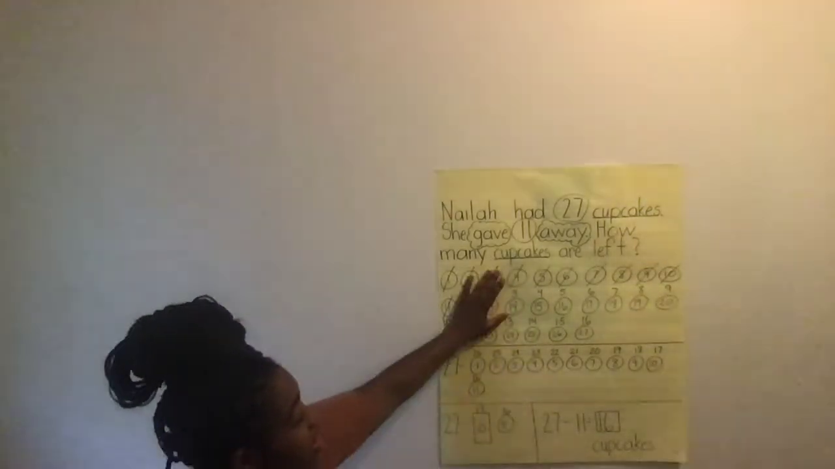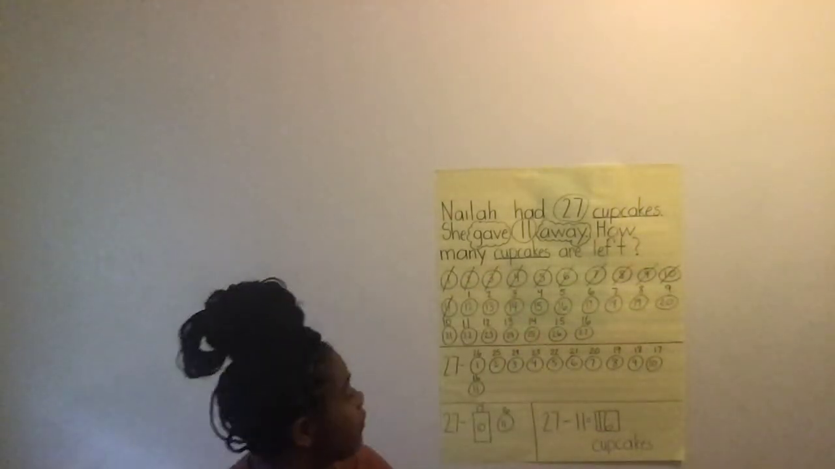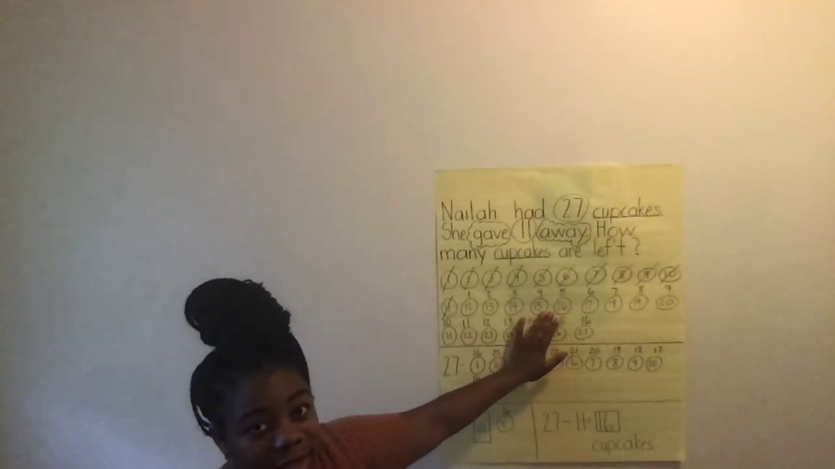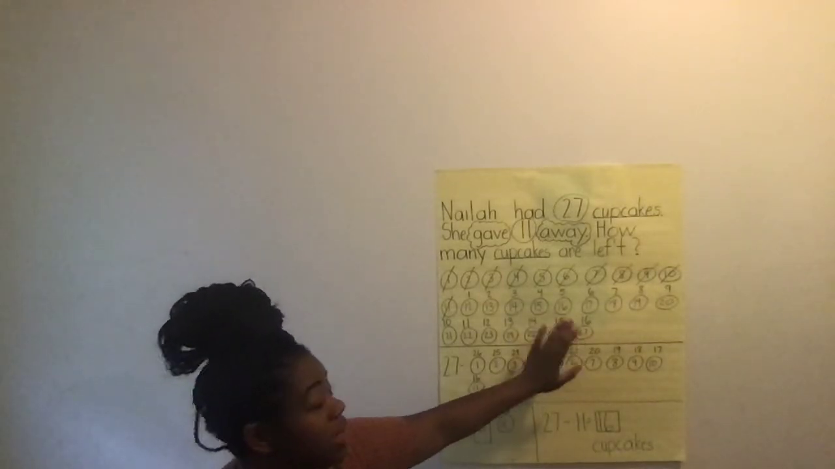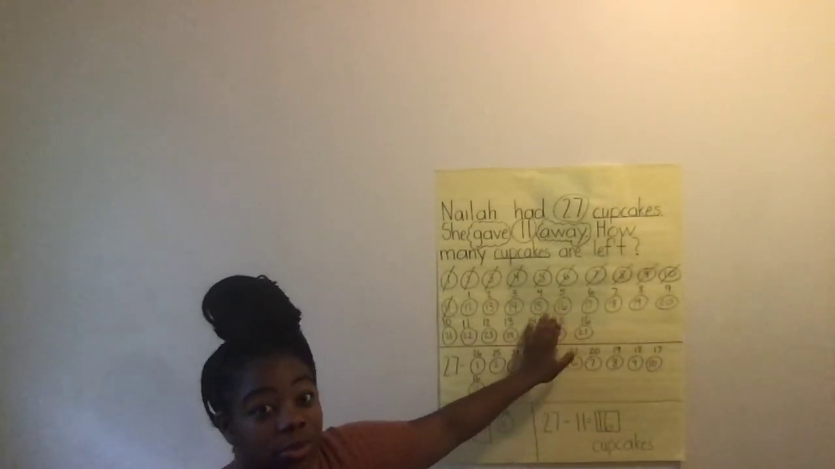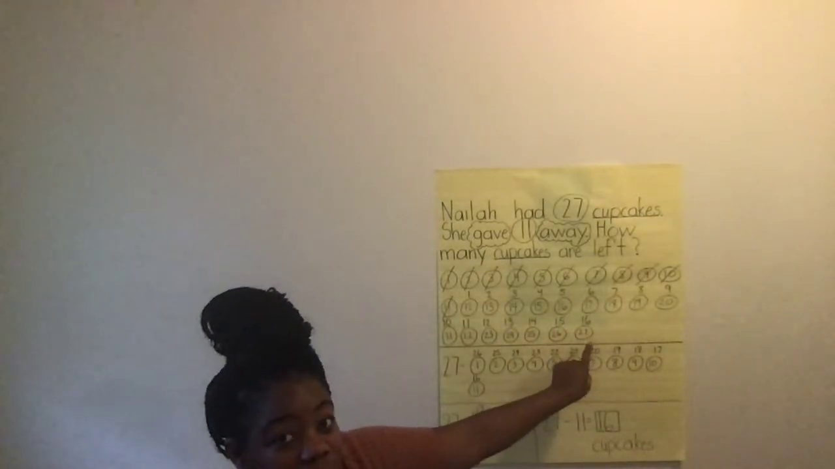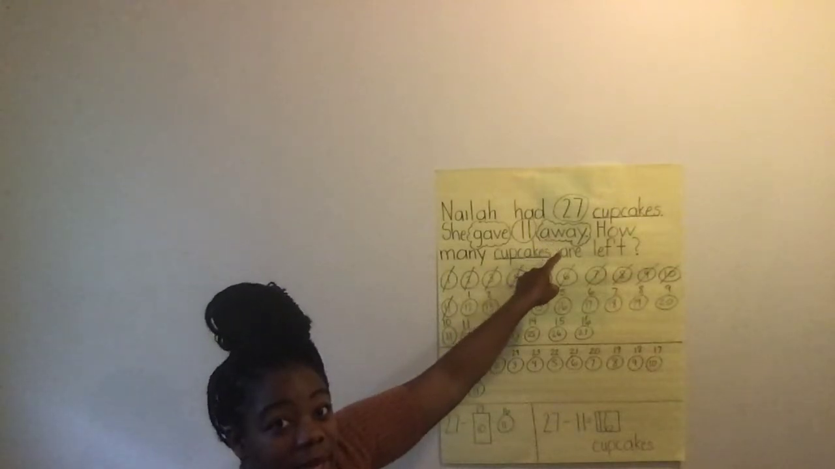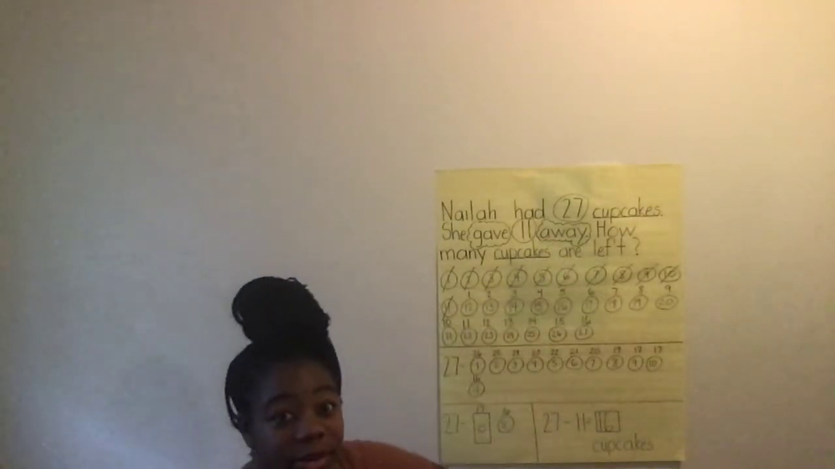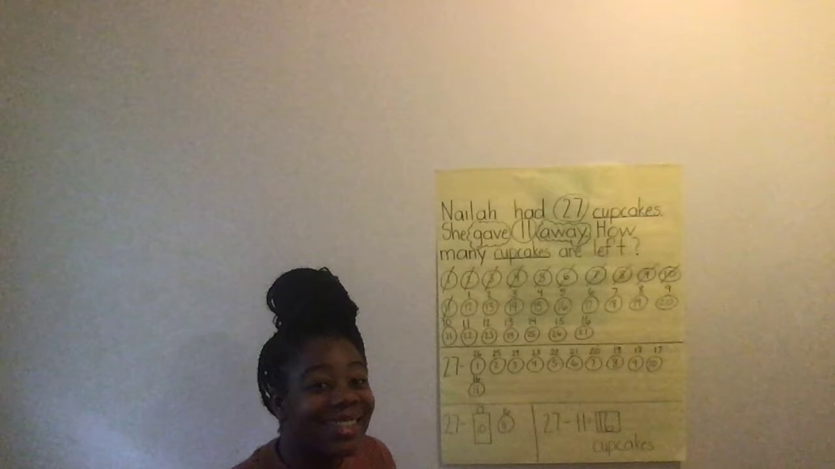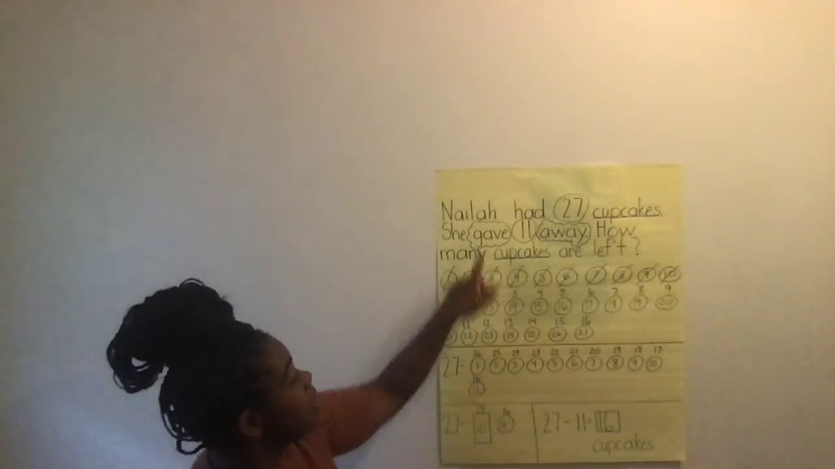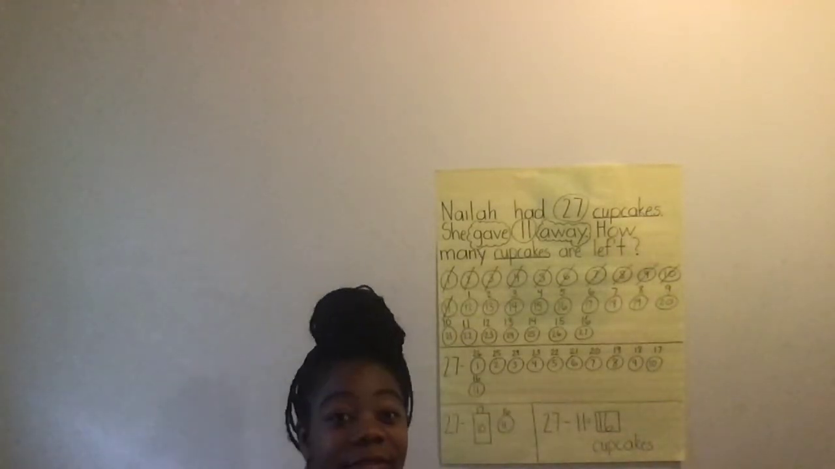Now, into the strategies we're using today. The first strategy is the simplest strategy. It's the one with direct modeling where they just draw the circles. So if you look, you'll see that I have 27 circles here to represent the 27 cupcakes that Nyla had at first.